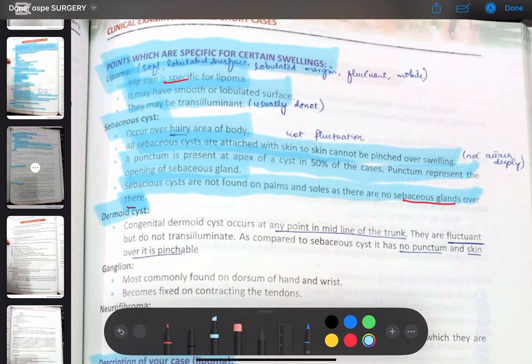Now dermoid cyst. The congenital dermoid cyst occurs at any point in the midline of the trunk and they are fluctuant but do not transilluminate. As compared to sebaceous cyst, it has no punctum and the skin over it is pinchable.